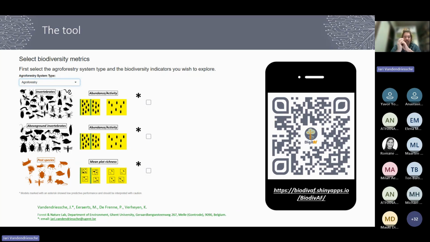We also have a model for above ground invertebrates, so all flying invertebrates like beetles, butterflies, etc. And we also have one for pest species, so really herbivores that live in an agroforestry field. Not all of them are really harmful to agricultural sites. A lot of them are just grazing on the trees, etc. And therefore we have a species richness model.